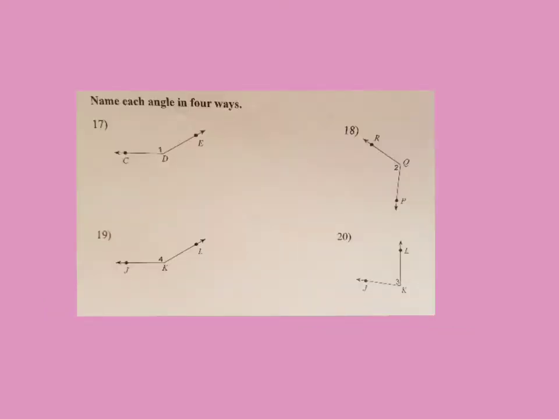17, 18, 19, we're going to name each angle in 4 ways. So firstly for 17, you can just say angle 1, make sure you have the angle symbol. If you don't have the angle symbol, you're not going to get full credit. Angle D is an option. This is only an option if there's only one angle for the vertex, and there is. There's only one angle. I could also say angle CDE. Remember, it's just like tracing it. So you go C to D, the vertex always has to be in the middle. You could also say angle EDC.